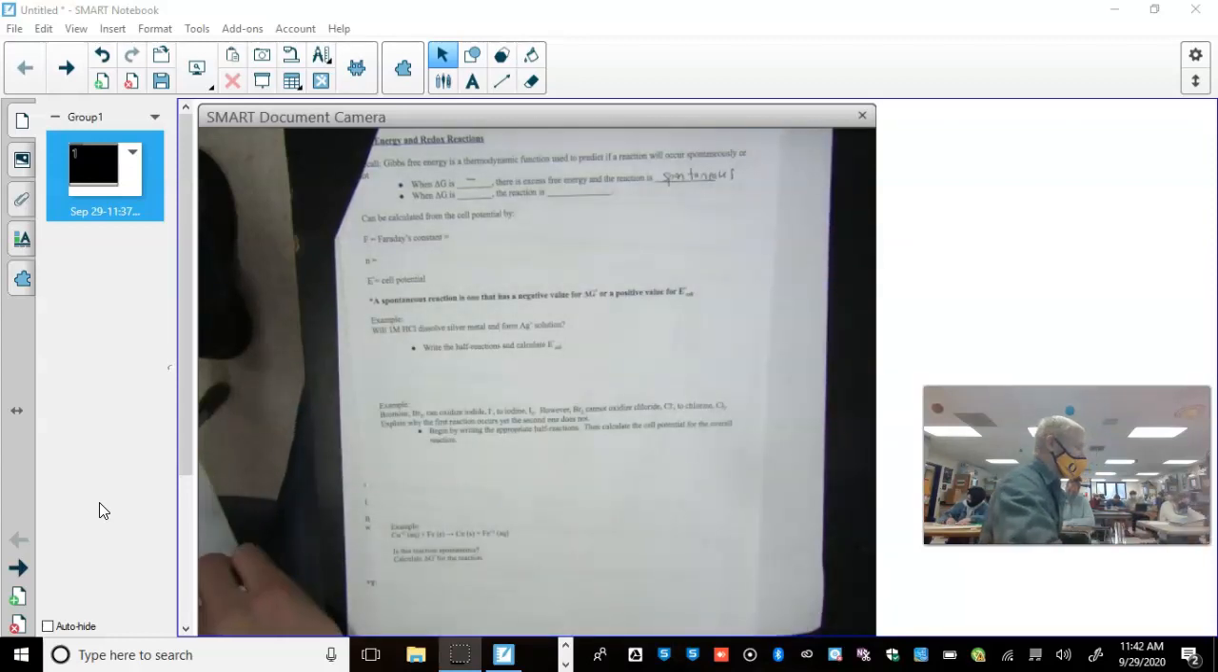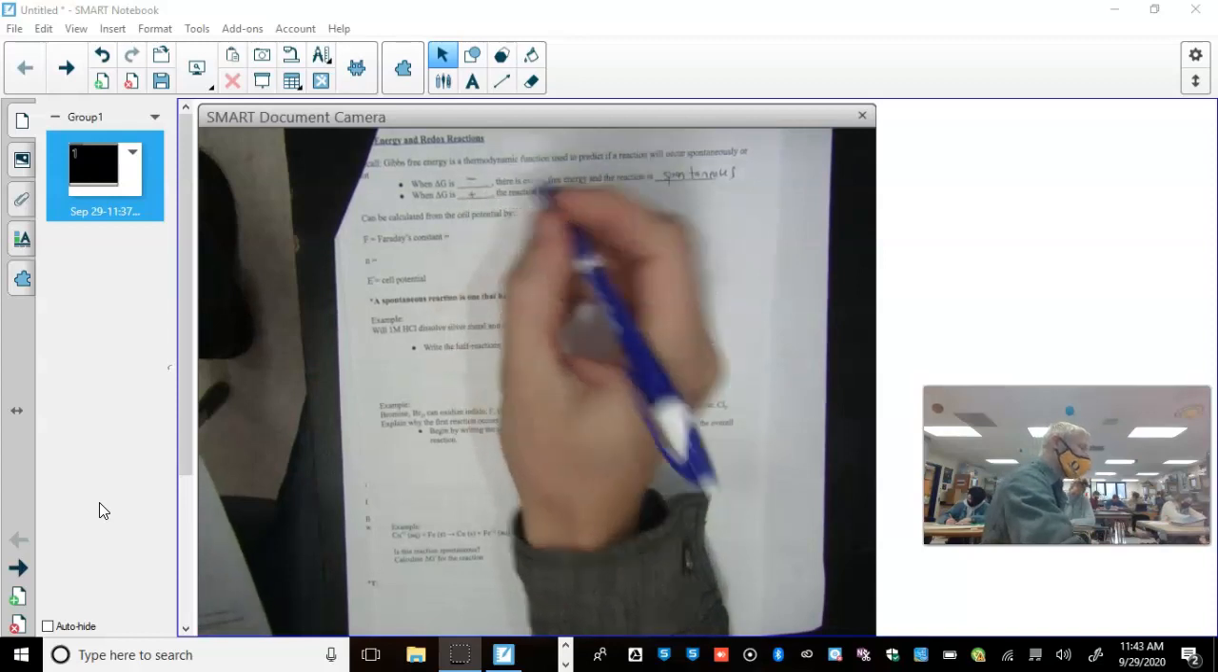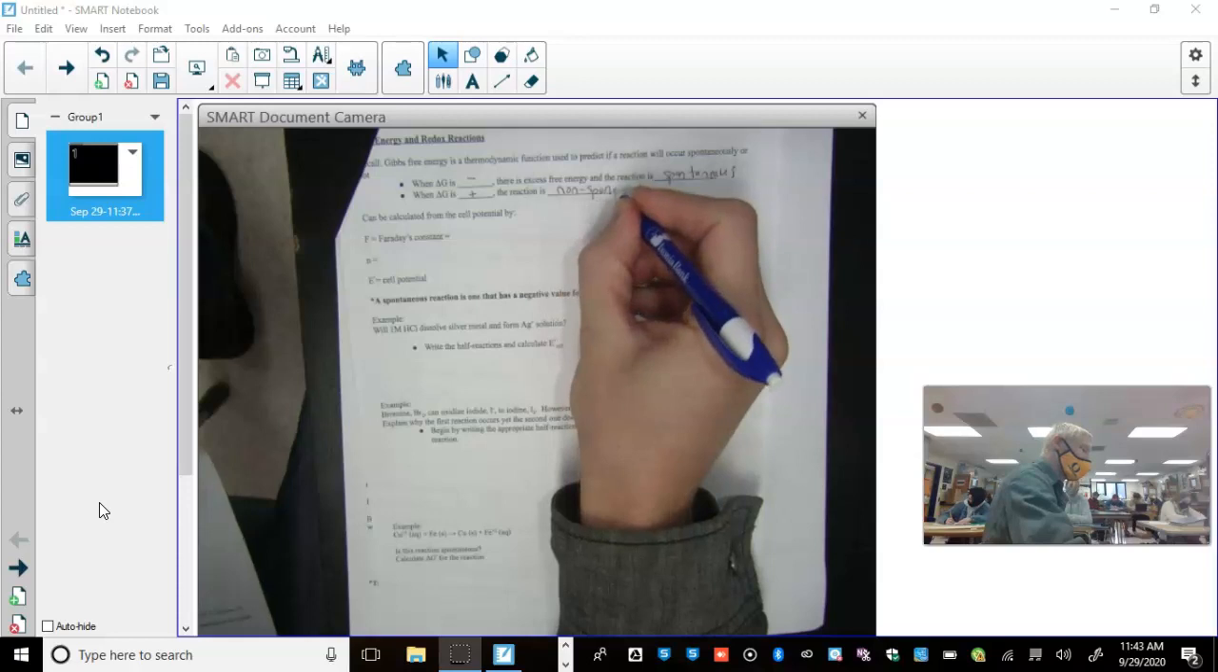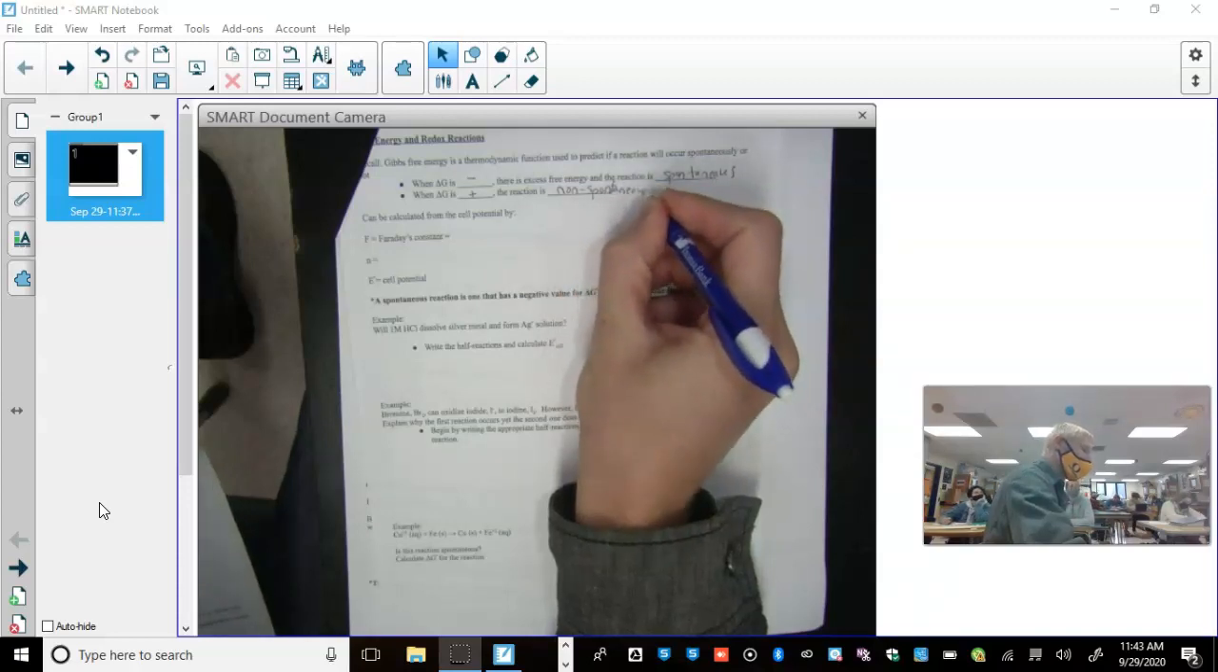And then we got the opposite. So when the delta G is positive, the reaction is non-spontaneous.